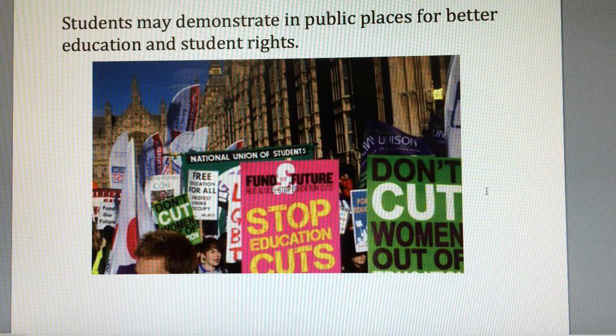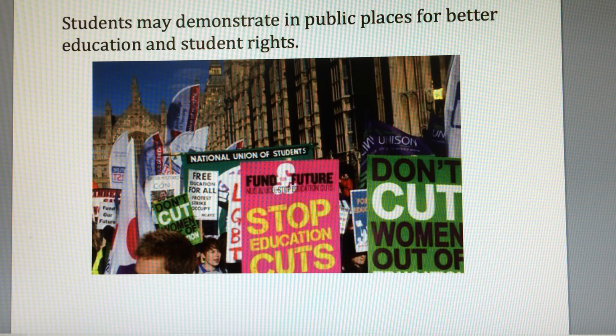So here, a good synonym is protest. And you can see the students are out, they're demonstrating that they're not happy about something, and so they want to show their unhappiness by going out and holding signs and making speeches. I think here they're probably demonstrating that they want more academic words.